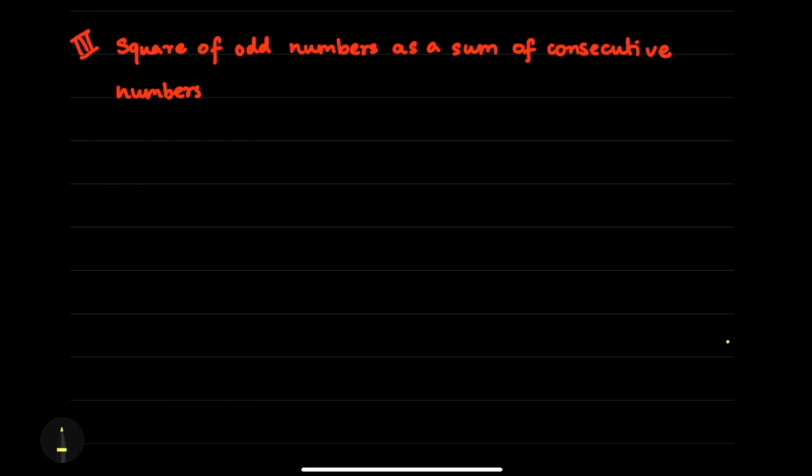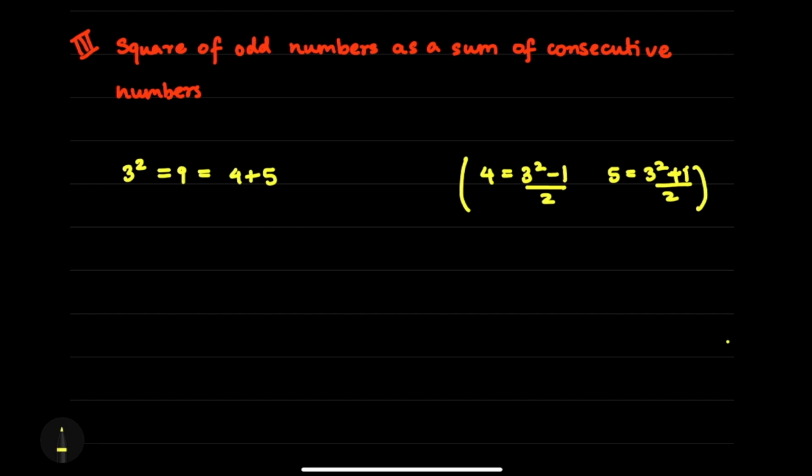Moving on, let's look at the third interesting pattern on these numbers. We'll observe the square of odd numbers as a sum of consecutive numbers. So let's see. 3 square is 9. It can also be expressed as 4 plus 5. We can also find this out as 4 is equal to 3 square minus 1 by 2, and 5 is equal to 3 square plus 1 by 2. That's how it comes out.